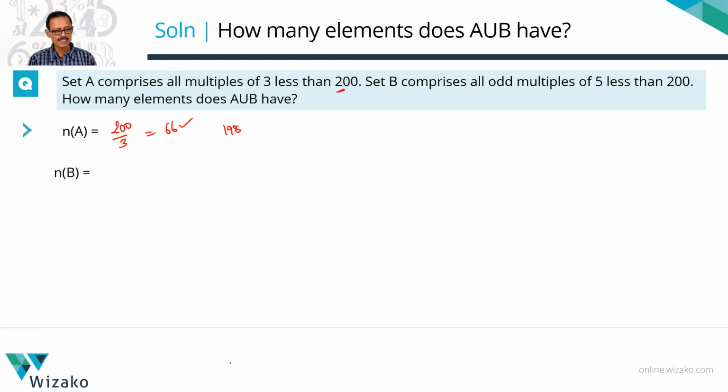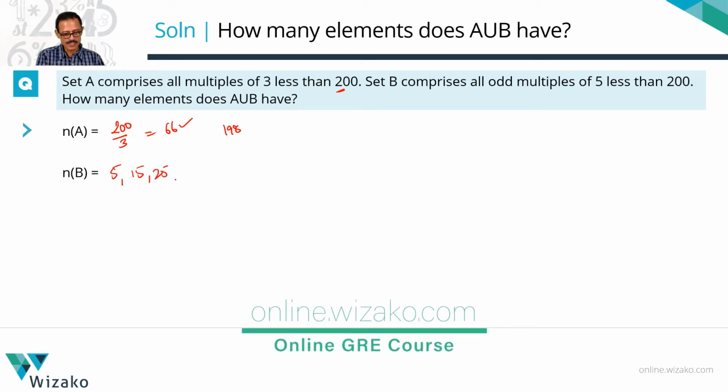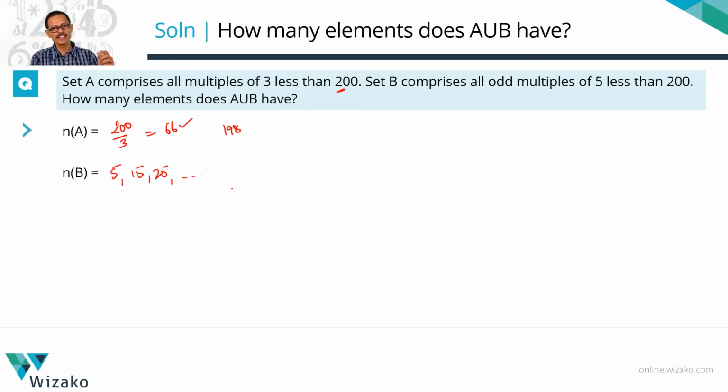Let's find out n of B. This is a little more tricky. So what I'm going to do is write down a few numbers in this series and identify what series this is. The first number is a 5, odd multiple of 5. The next one is a 15. The third one is a 25, so on and so forth. 200 we cannot touch. 200 is a multiple of 5. It's an even multiple of 5. We can only go up to a number that's less than 200. So we can go all the way up to 195. Is it an odd multiple of 5? Yes, it's an odd multiple of 5. So we're going to count 5, 15, 25 all the way up to 195.